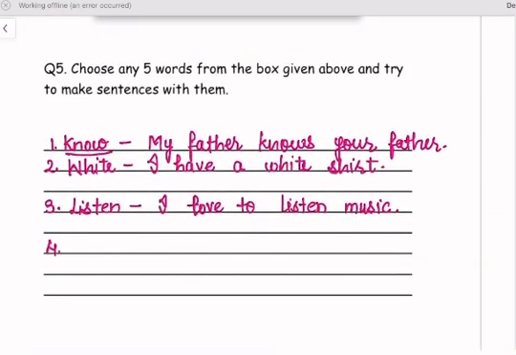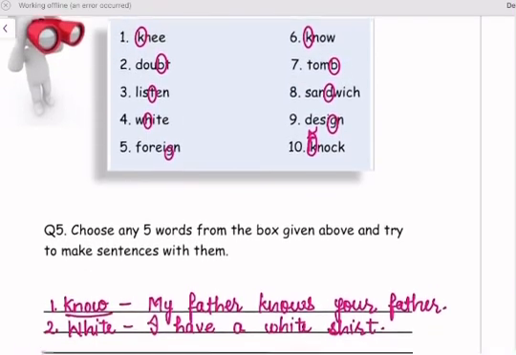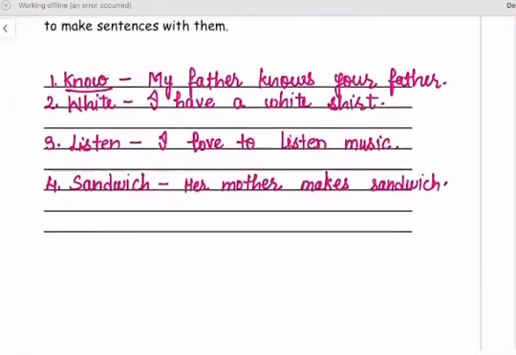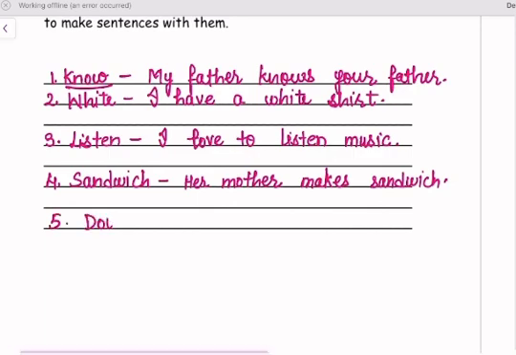Sandwich. Her mother makes sandwich. And the last, we will make the sentence with doubt. Have you any doubt?